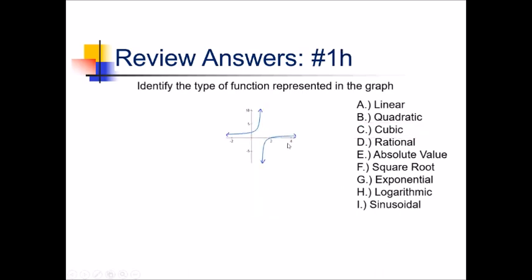As we're trying to identify this graph here, one thing we notice is that we have these two different branches, plus a vertical and a horizontal asymptote. So that could only be a rational function then, which is choice D.